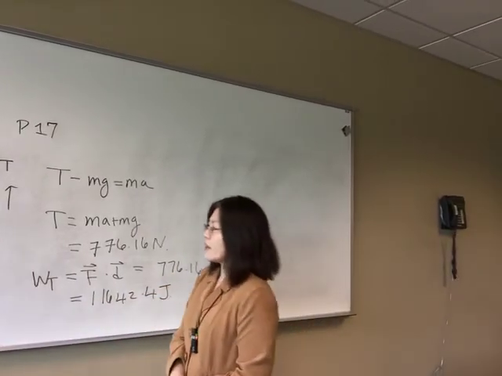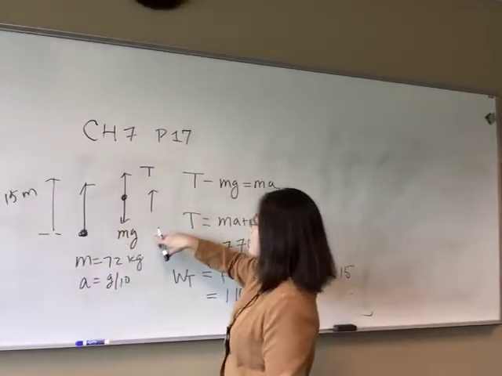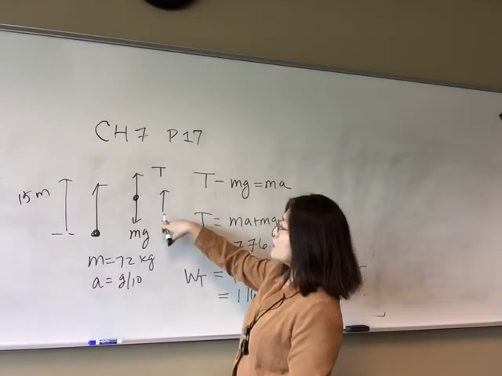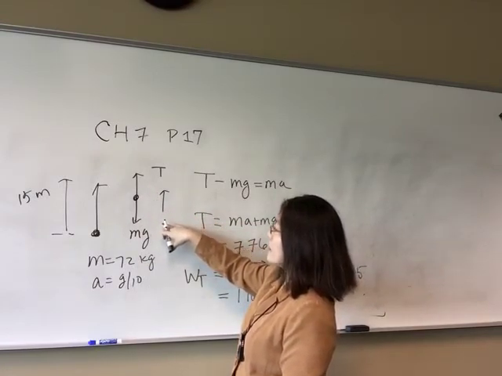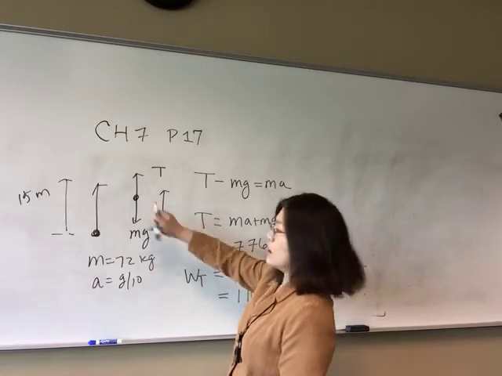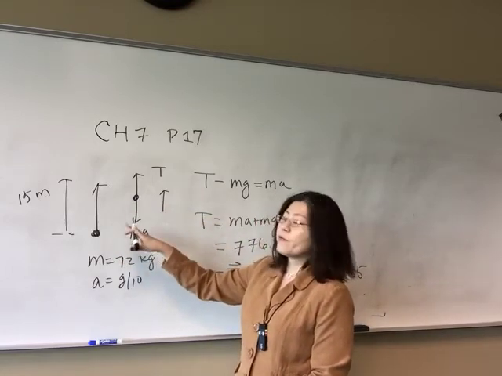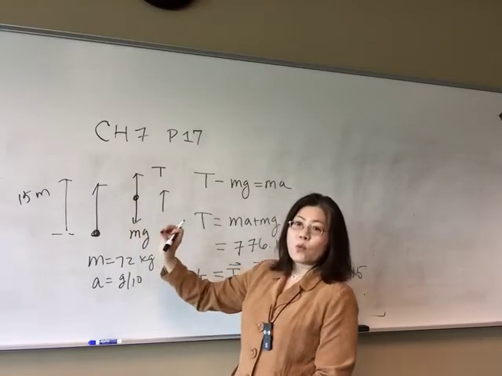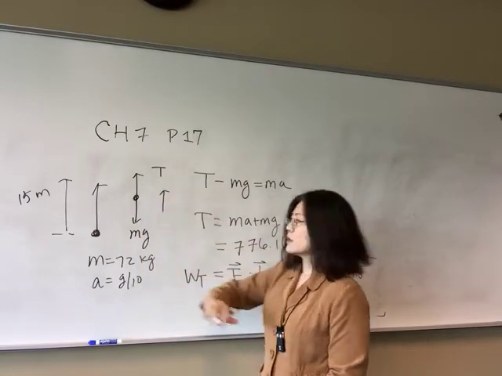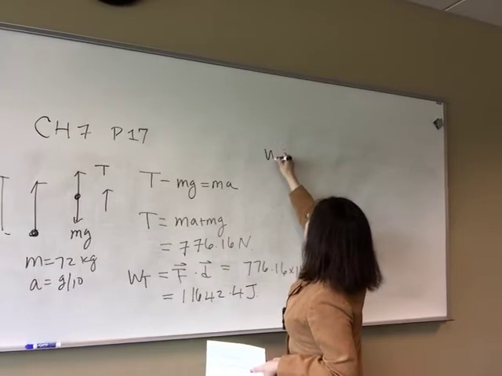Now, let's not forget that there's a gravitational force downward. That can also do work on the astronaut. So we need to figure out how much work is done by gravitational force before we can attempt to find the net work done by the combined force. Okay. So what is the work done by gravity?